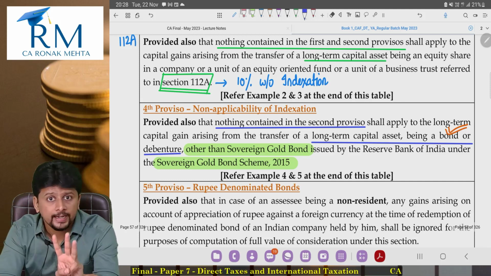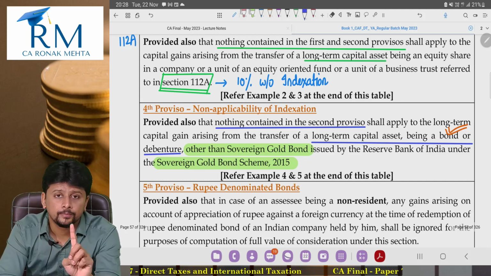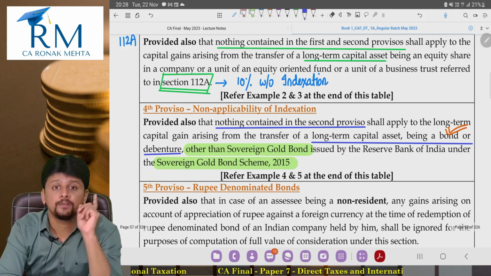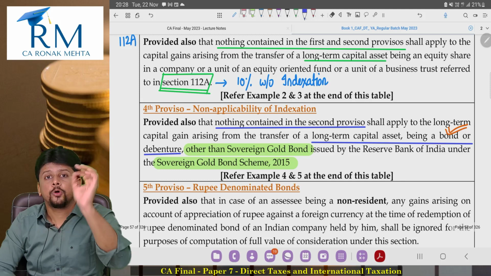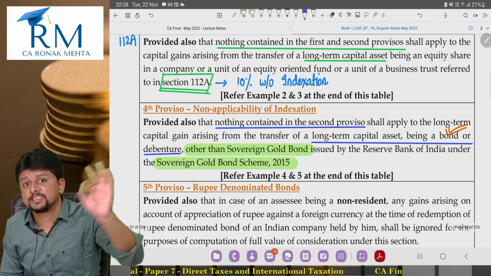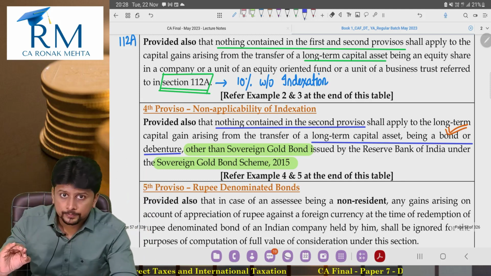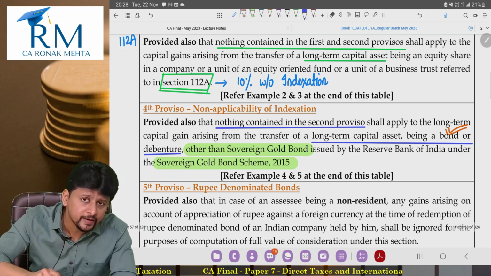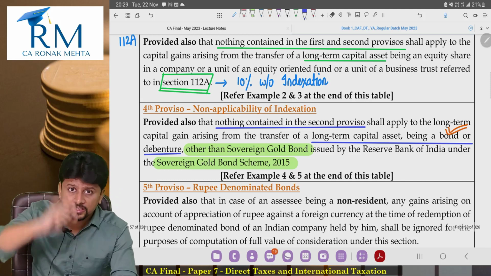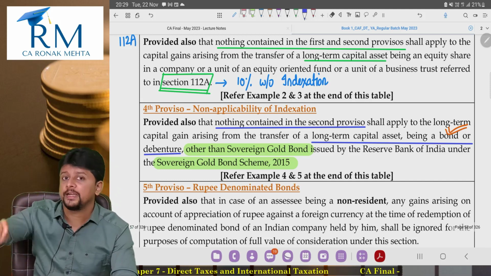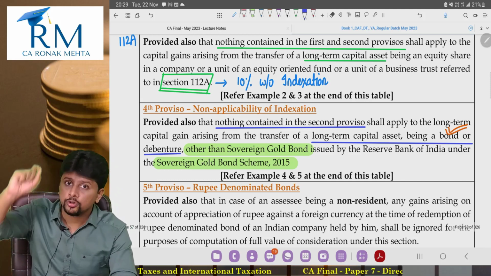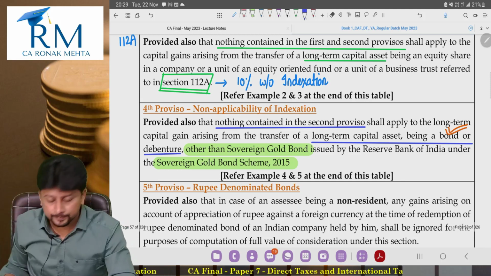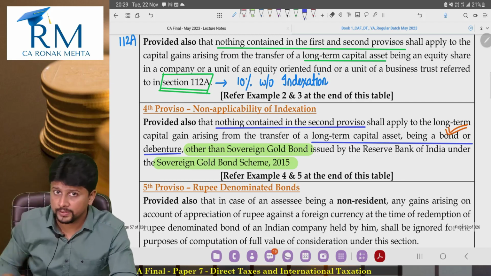So if you are not an individual, capital gain is taxable. If it is other than a redemption event, capital gain is taxable even if you are an individual. And the moment you make capital gain taxable, it means indexation benefit will be available to you despite the fact that it is a bond, because this bond is a replacement of physical gold, and therefore you will get the benefit of indexation just like you get the benefit of indexation on physical gold. So the first four provisos are discussed.